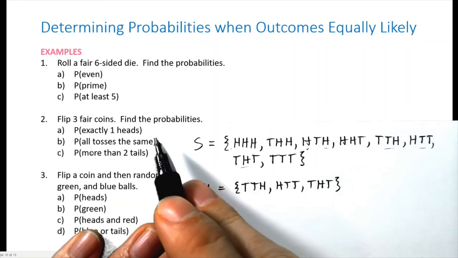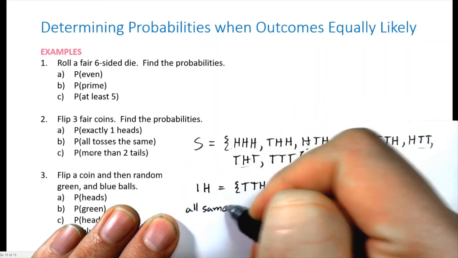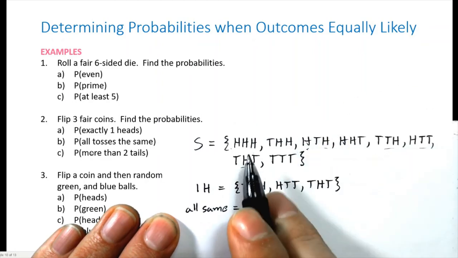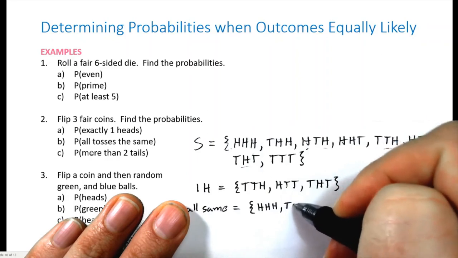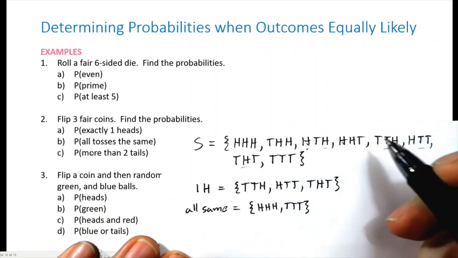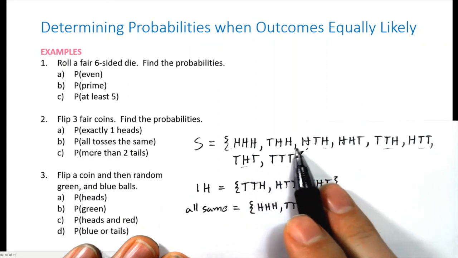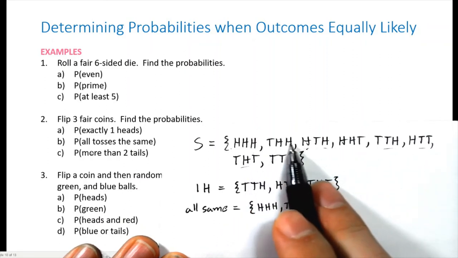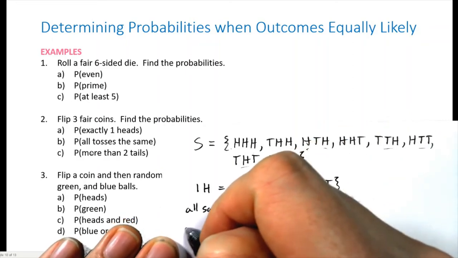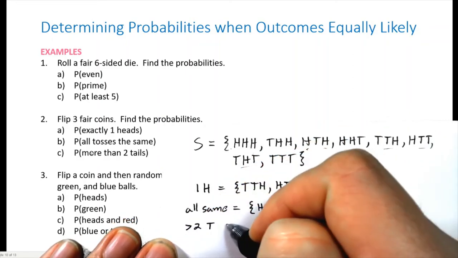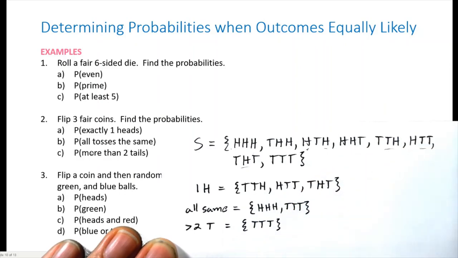What about all tosses exactly the same? Well, that's either this one or this one. Heads, heads, heads, or tails, tails, tails. And what about more than 2 tails? Well, let's see, which ones of these have more than 2 tails? Well, it's just this one, right? More than 2 tails is just tails, tails, tails.